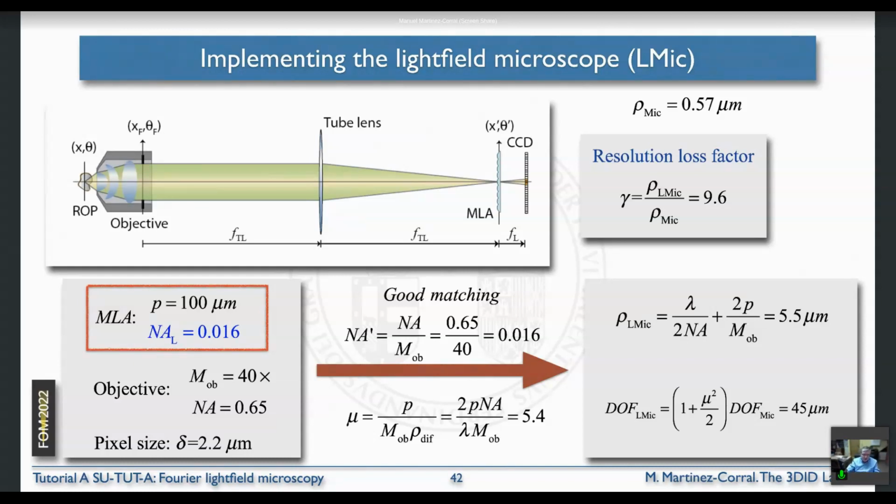So I should change this objective because there is no microlens array that fits this microscope objective. But okay, doesn't matter. Let's make the calculation. This is the resolution limit that could be obtained with this Lightfield microscope. We obtain it with the conventional, the native microscope. And this is the resolution loss factor. So it is always about a factor of 10. Nothing can be done about that.